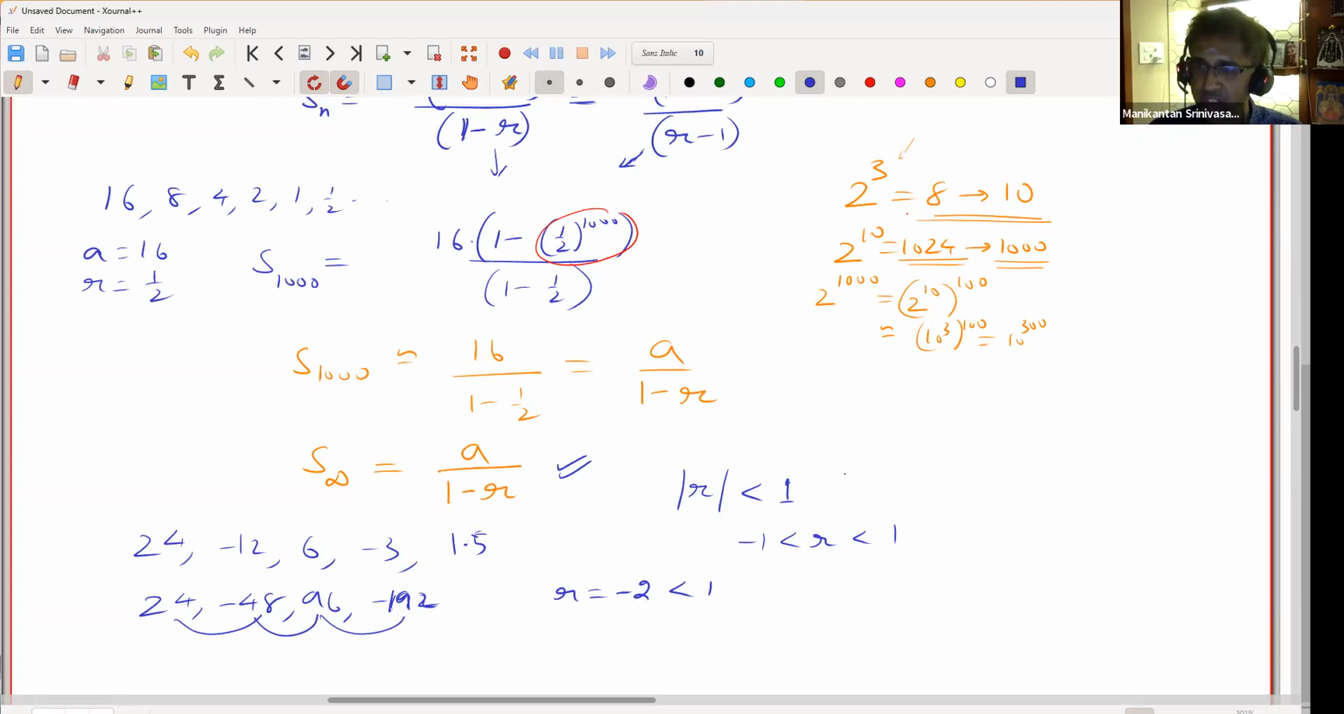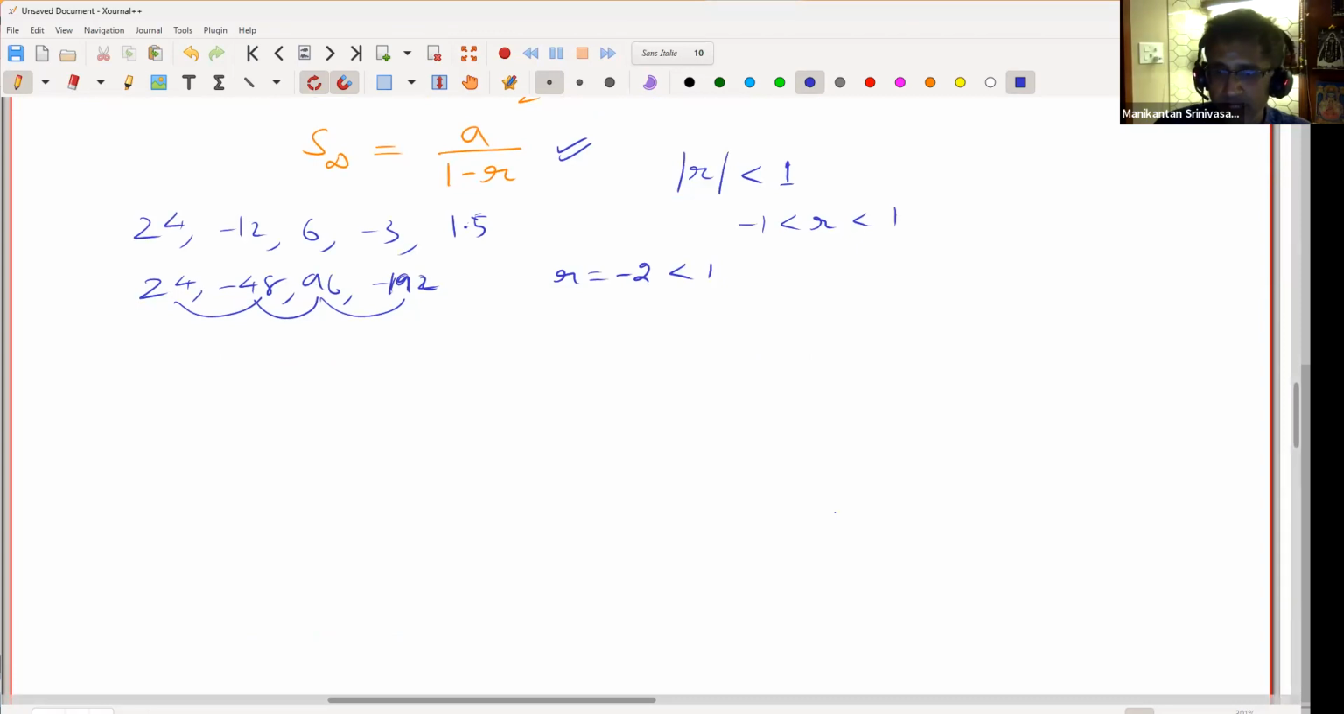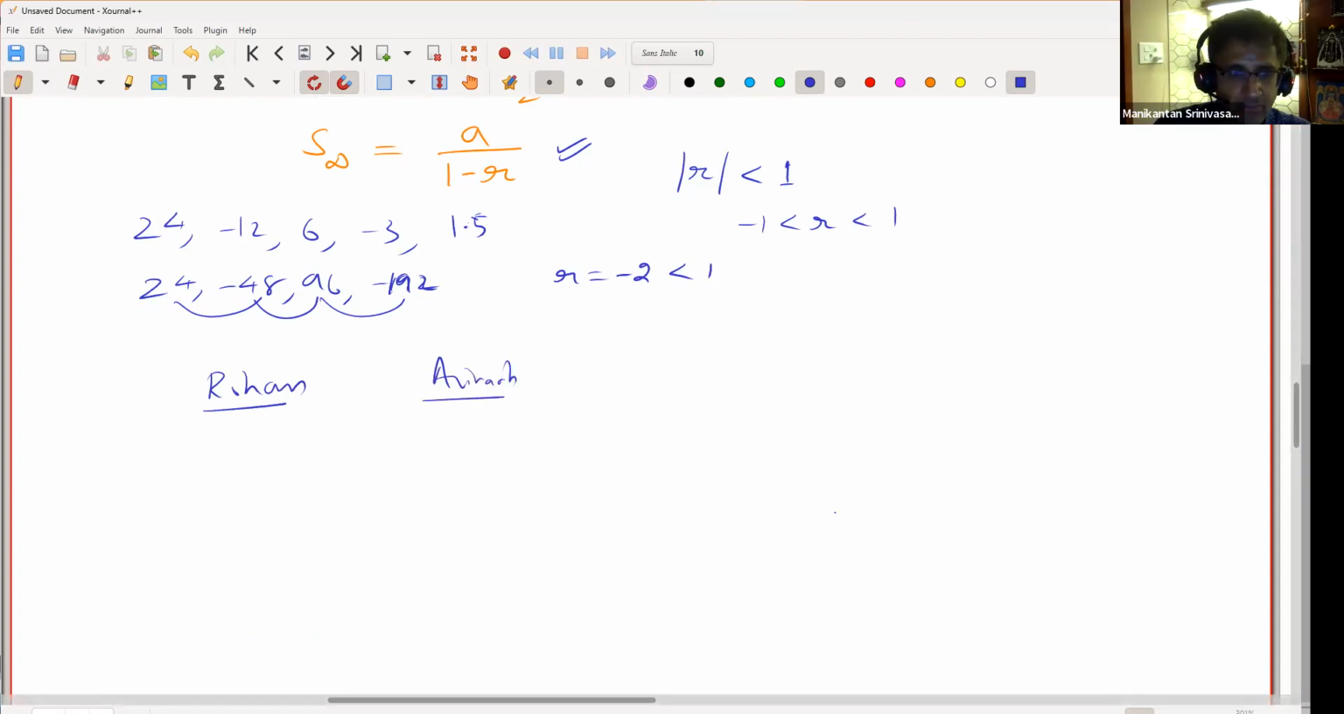But if R is constrained between -1 and 1, we can find the sum till infinity. Okay, so let's do one practice problem. We have Rohan here, and Avinash here. Rohan initially has, let's say, fine, I'll make up something, 300, and Avinash has 0.